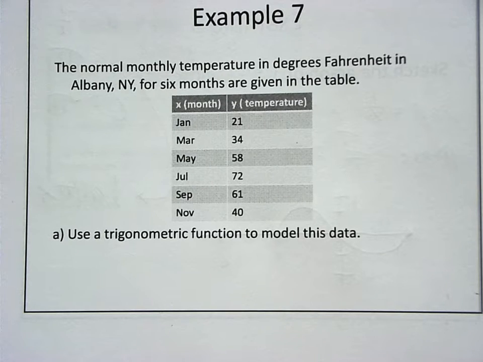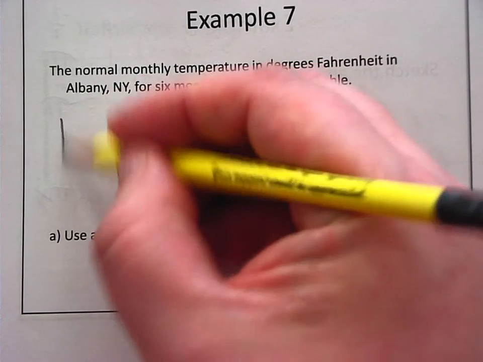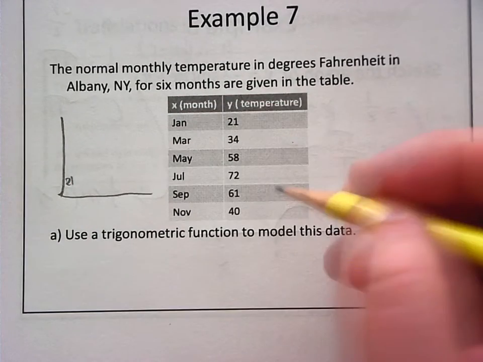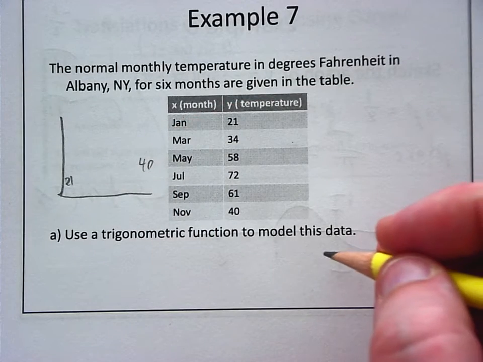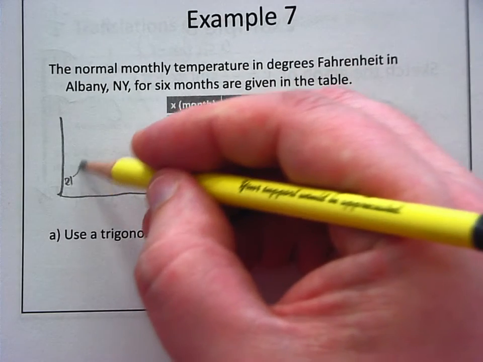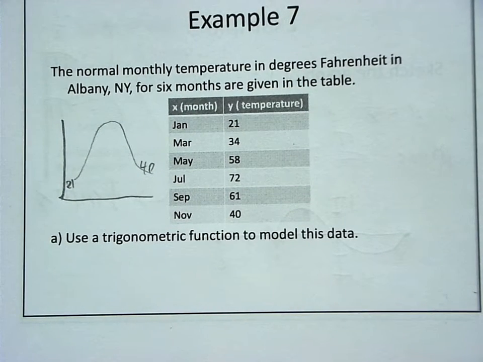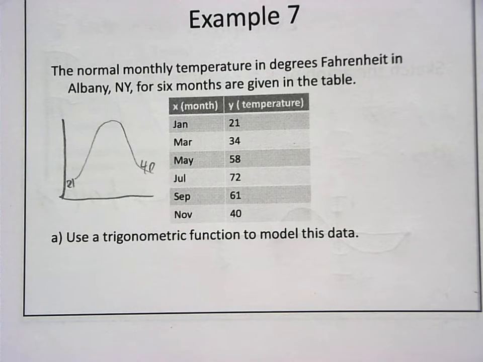We'll stop and think about which one makes sense. I'm starting with January. If I were to graph this, January starts out at 21 degrees, right? November ends up at 40 degrees. In between, this thing rises, and then drops back down. Well, which trig function does that look like? Sine or cosine? It's going to be one of those two. Which one's going to be easier? Why cosine? Negative cosine, because it starts low and ends low, right?